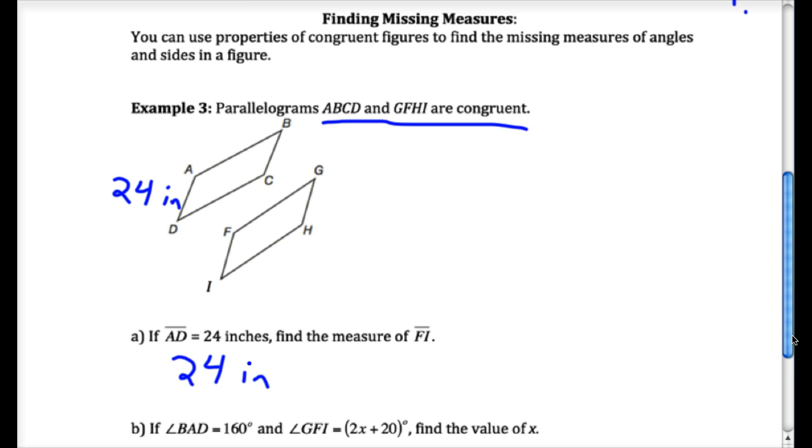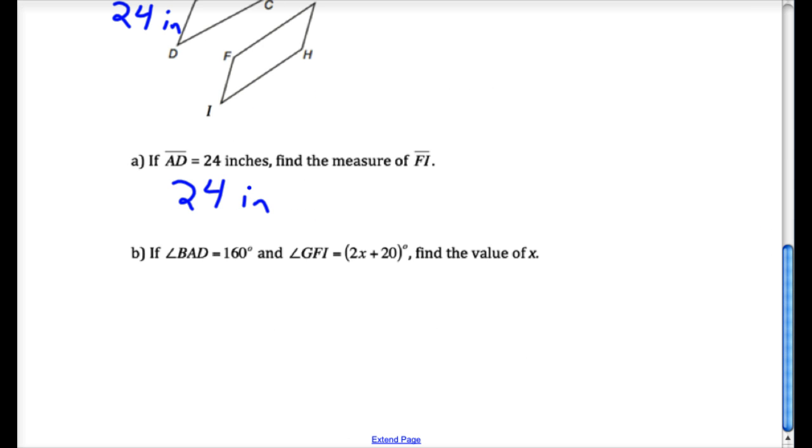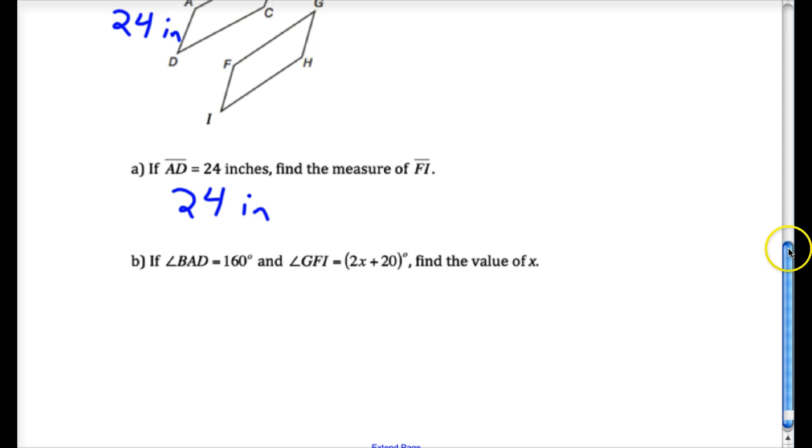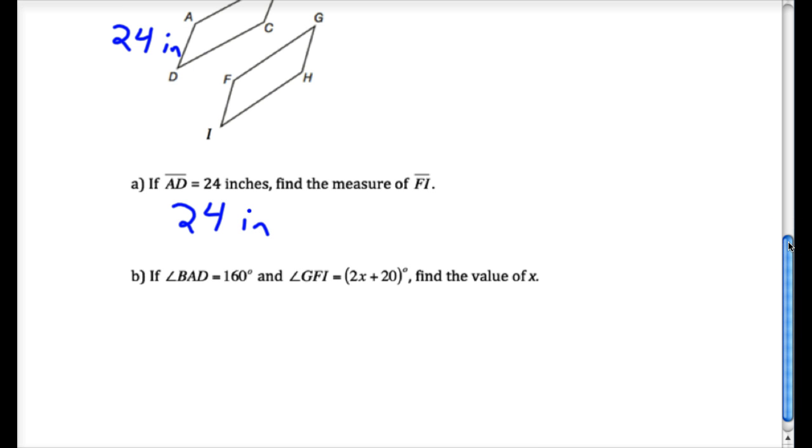Now the hard part. I always love it when the angles, when they put three letters and then the three letters make a cool word. Okay, angle BAD. Everybody find angle BAD in the top one. What if BAD is 160 degrees? And GFI is 2x plus 20. Is that the corresponding angle of angle BAD? Yeah. Well, what's true about those two angles? Those two angles are congruent.